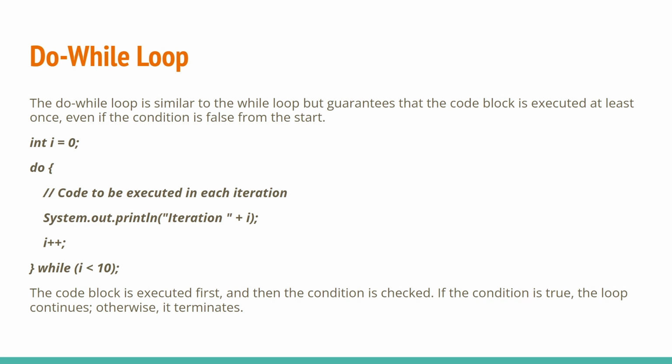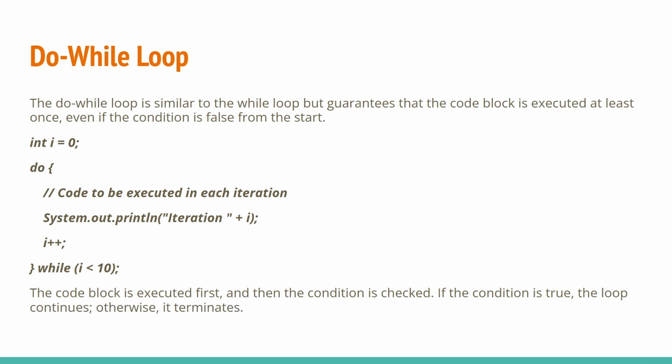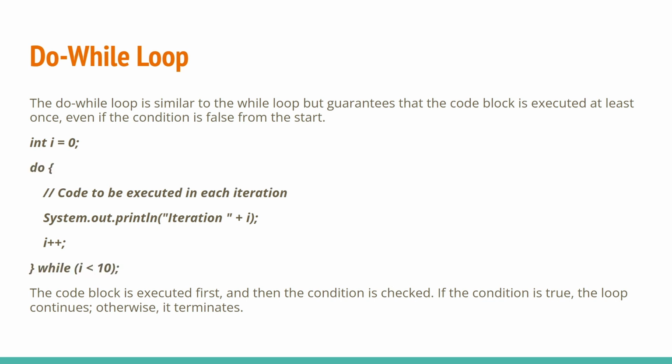Next is the do while loop. The do while loop is similar to the while loop, but it guarantees that the code block is executed at least once, even if the condition is false from the start. So in this example, we have integer i equal to 0. We start with the do keyword, and then there is a code block which we want to get executed in each iteration. Here also we have a System.out.println statement with the text Iteration plus the value of integer i.